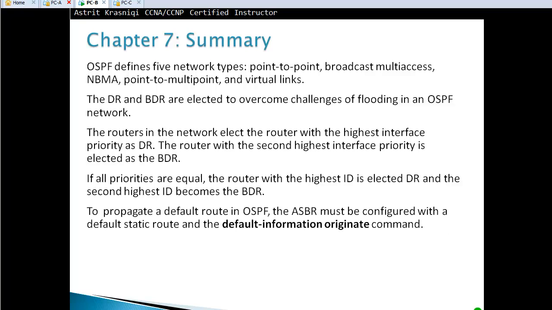To propagate a default route in OSPF, the autonomous system boundary router must be configured with a default static route, and then the OSPF command default-information originate. To verify, use show ip route or show ipv6 route.